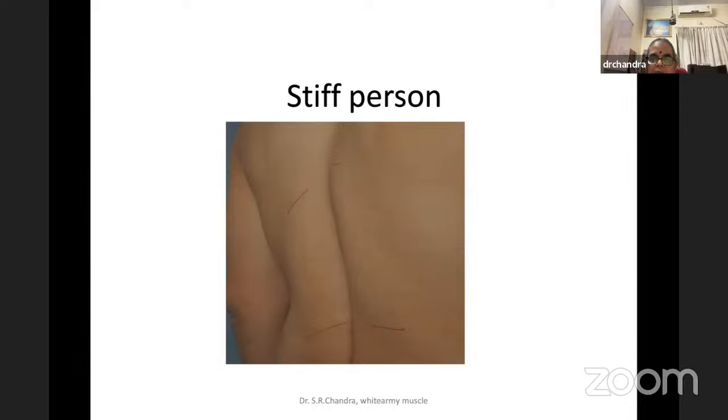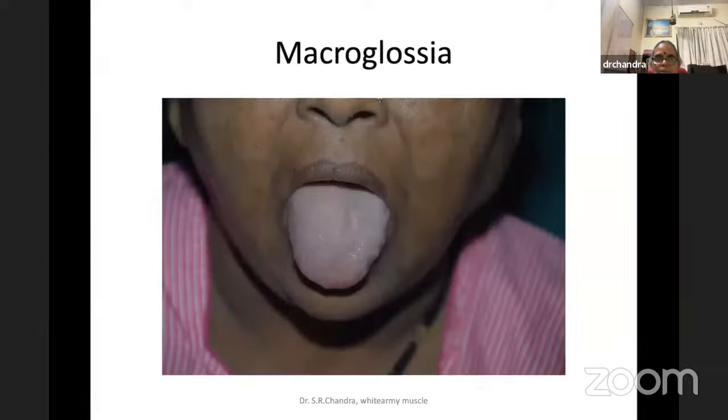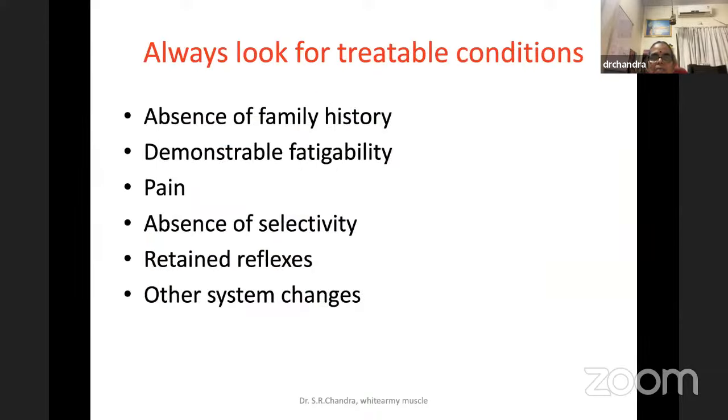Not a very typical patient. In the early phase they will have some twitchings here and there and they will say they are stiff. And when you do the routine examinations, we may miss it. And always look at the paraspinal muscles. You can see the standing out paraspinal muscles. Diagnosis usually gets delayed because of not looking at the paraspinal muscles and waiting for the gross signs to appear. So this is a stiff paraspinal muscle in stiff person syndrome. This is macroglossia. You find it in amyloidosis, parasitic myopathies, myositis, hypothyroidism. So always look for treatable causes.